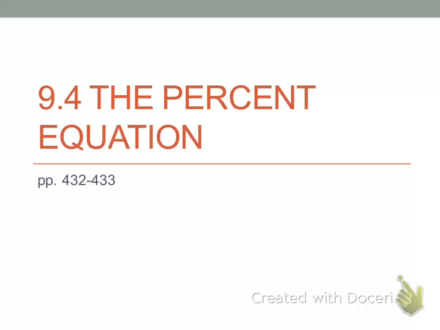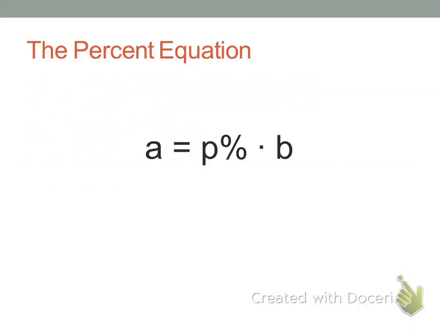9.4, the percent equation. We should be on page 432 in our books. Now, the percent equation is another way to solve the problems that we've been solving so far in Chapter 9. The only difference is this is an equation. The A over B equals P over 100 is a proportion. That's the difference. But I can solve the same type of problem either way.